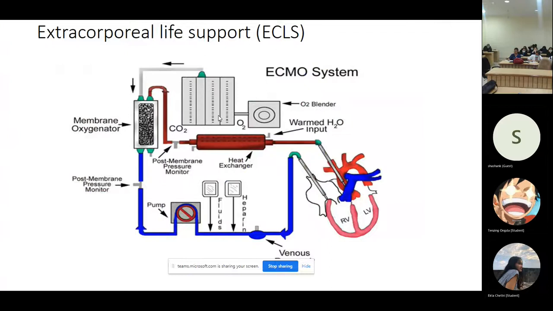Good. Through this cannula, the blood is pumped from the patient's body to the oxygenator via the tubing. A pump is used, and fluids and heparin are mixed to keep the blood thin, to prevent clotting. Then in the oxygenator, the oxygenation is done. Next, the carbon dioxide removal is done. Then the blood is warmed in the heat exchanger and, via tubing and the next cannula, it is transferred to the patient's body.